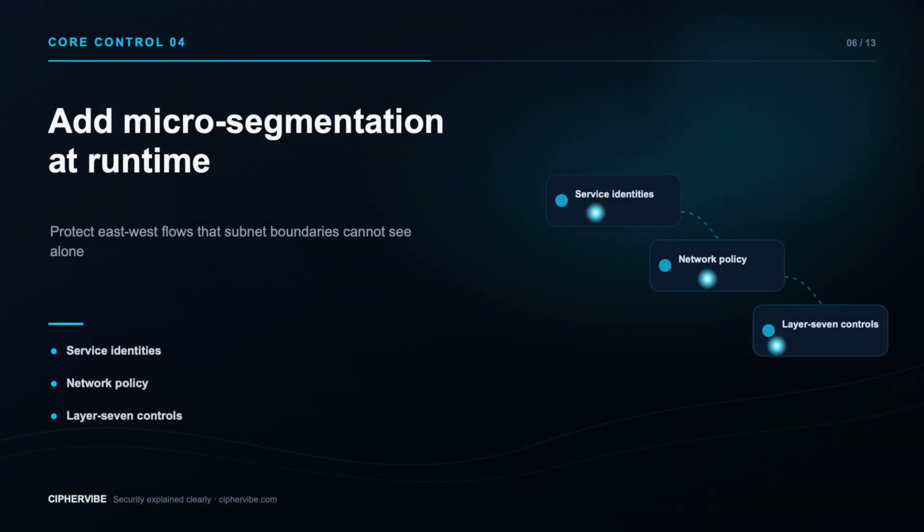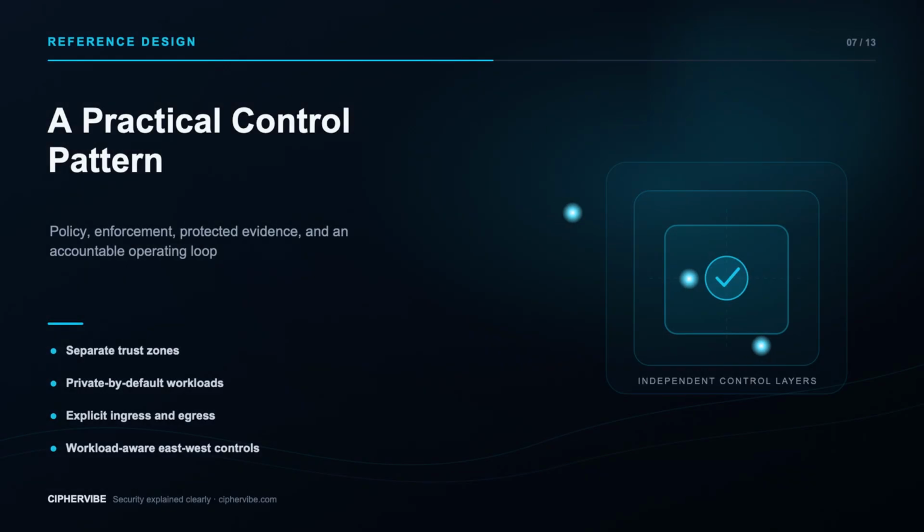The fourth building block is add micro-segmentation at runtime. For containerized and dynamic systems, add workload-aware controls such as Kubernetes network policies, service mesh authorization, or host firewalls. These controls express which services may talk to each other even when addresses change, and they can be validated against normal application dependencies. Use this reference pattern.